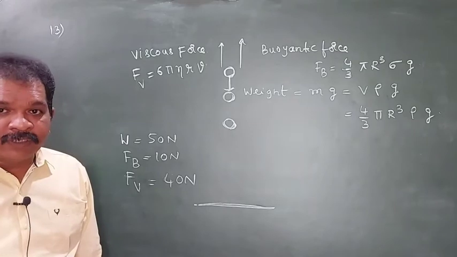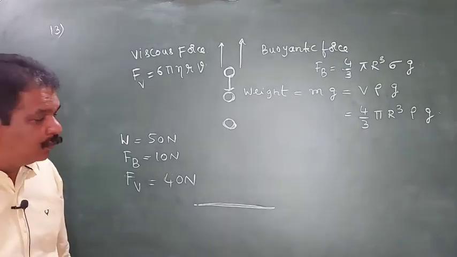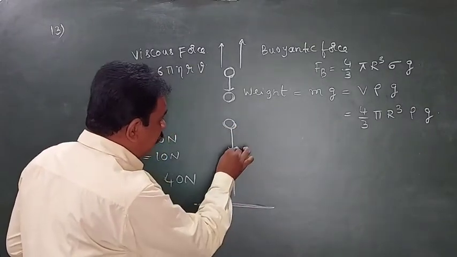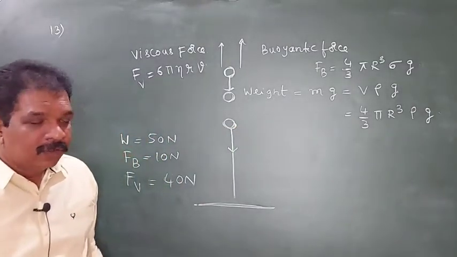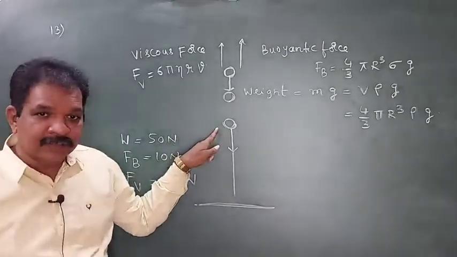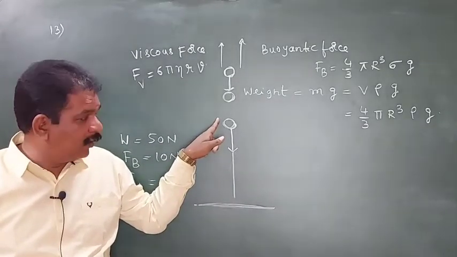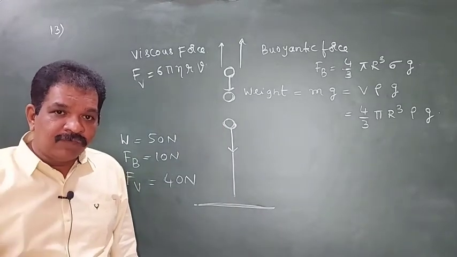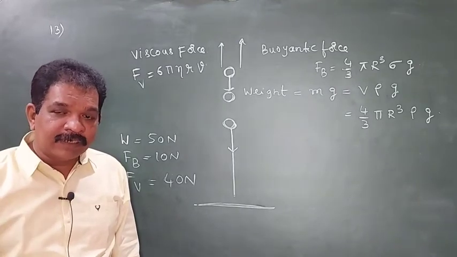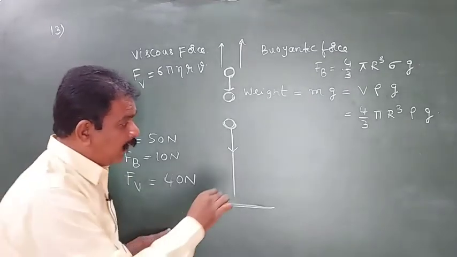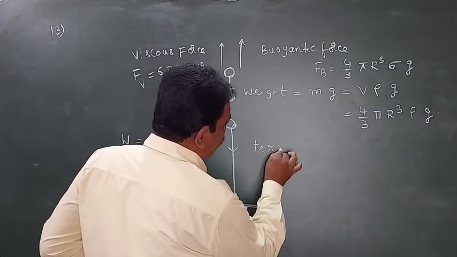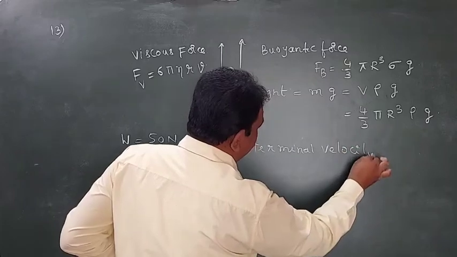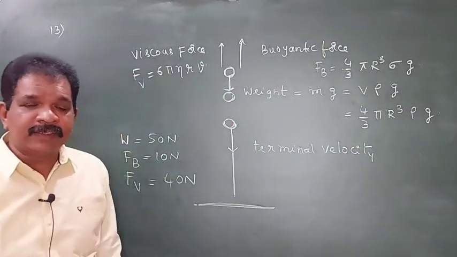When the net force is 0, from that position, this drop will move with constant velocity. Up to here, velocity will increase. When net force becomes 0, from there, the drop will fall down with constant velocity. That velocity will be called the terminal velocity.